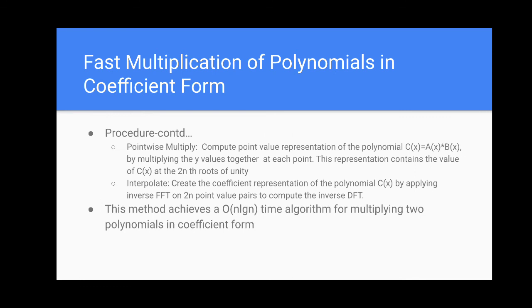Then we pointwise multiply, that is, compute the point value representation of the polynomial C(x) equal to A(x) times B(x) by multiplying y values together at each point. This representation contains the values of C(x) at the 2nth roots of unity. Now we do interpolation, that is, we perform an inverse fast Fourier transform to compute the inverse discrete Fourier transform to get the coefficient representation of C(x). This method achieves multiplication of two polynomials in coefficient form in big O of n log n time. So this is the outline of using FFT for polynomial multiplication.